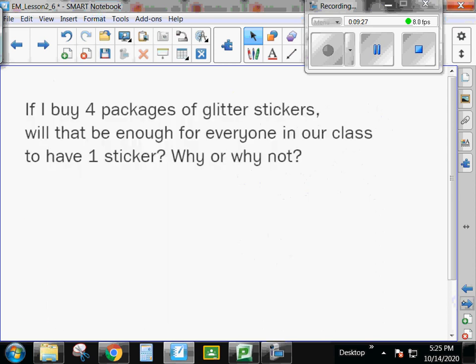All right, so now let's look at the next problem. It says, if I buy 4 packages of glitter sticks, will that be enough for everyone in our class to have 1 glitter stick? Why or why not? Okay, again, there's a piece of information missing. I need to get our dollar store poster, but let's just go ahead and draw what we know so far, and then I'll grab that piece of information. It says if I buy 4 packages of glitter sticks, draw what that looks like.